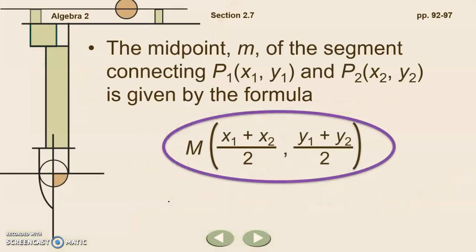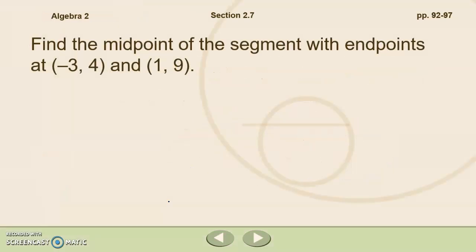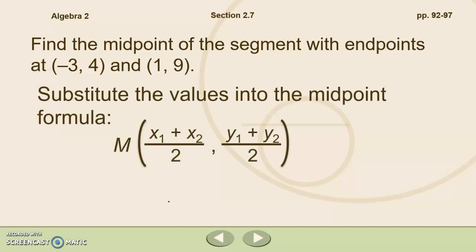The midpoint, or M, of the segment connecting P1 and P2 is given by this formula. The average of x1 plus x2, so x1 plus x2 divided by 2, and y1 plus y2 divided by 2. Again, let's use these segments and plug them into the formula.